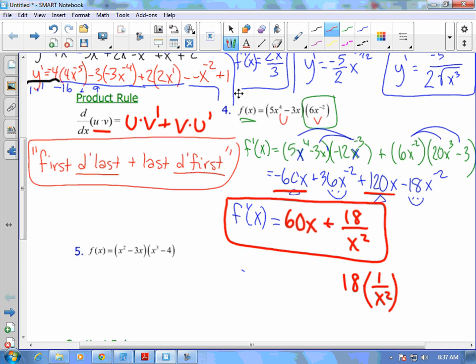So, number 5 is another product rule because we can see we have two binomials being multiplied. So this is u, this is v. Okay, with your neighbor, go do the product rule. First d last plus last d first.